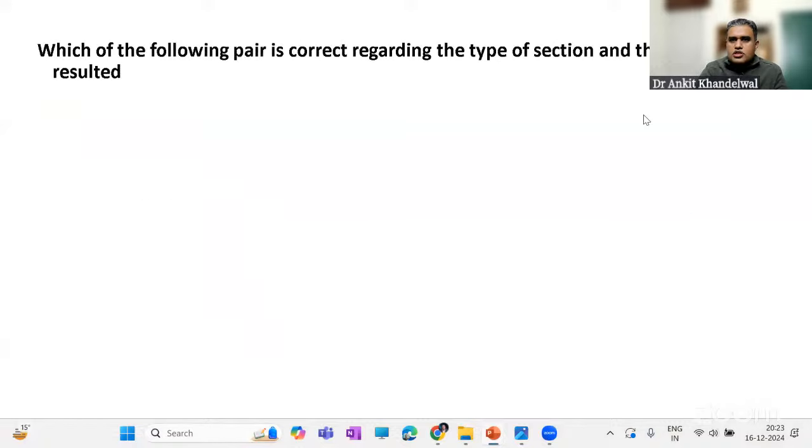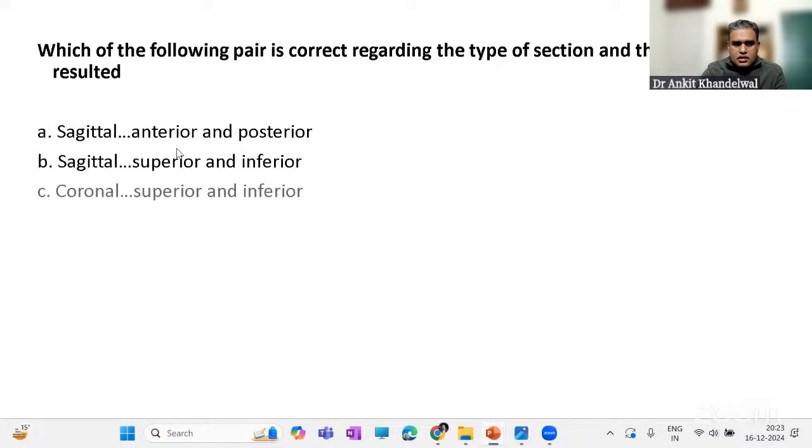Okay, so here's the question. I will read out the question for you guys. Which of the following pair is correct regarding the type of section and the divisions resulted? Let's see the options over here. Type of section and the division resulted. So sagittal section, does it divide the body into anterior, posterior? Coronal, superior, inferior? Or horizontal, superior, inferior?